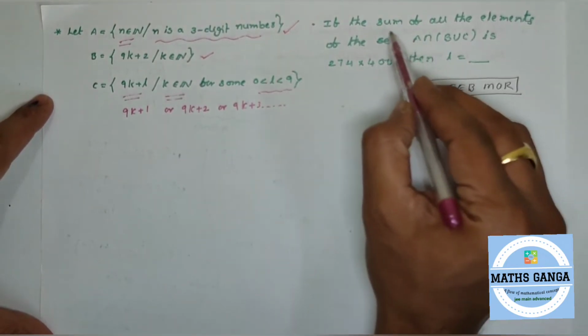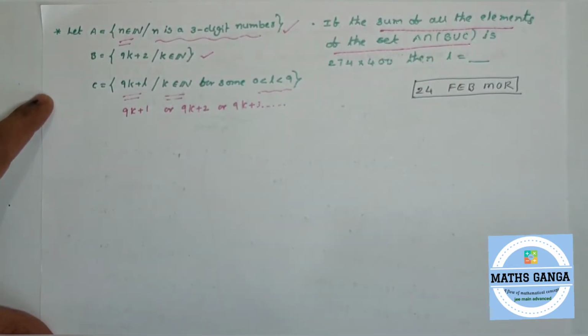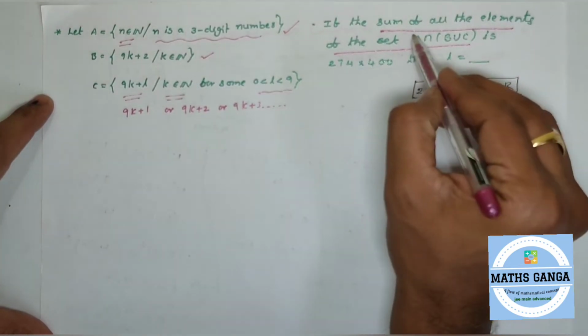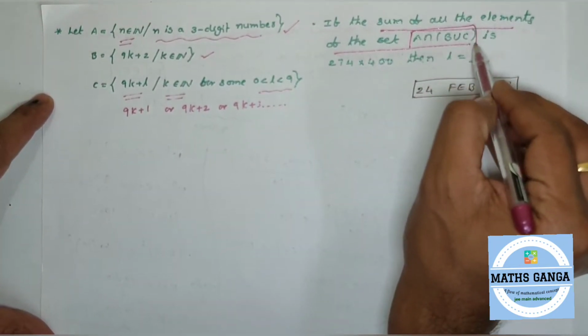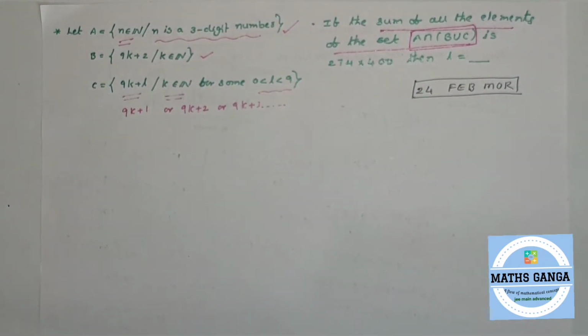We need to find out the sum of all the elements of the set A intersection B union C. You need to concentrate on this particular set, A intersection B union C. We need to calculate the sum of all the elements from that set, and they mentioned that the summation is 274 into 400. With that particular information we need to mention the value of L as our answer. Look at the problem once.